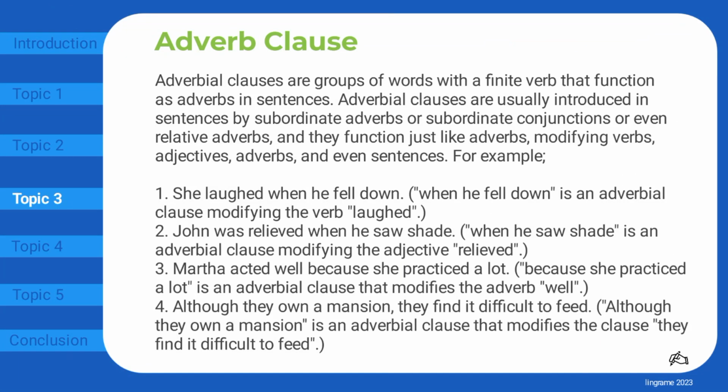Adverbial clause. Adverbial clauses are groups of words with a finite verb that function as adverbs in sentences. Adverbial clauses are usually introduced in sentences by subordinate adverbs or subordinate conjunctions or even relative adverbs, and they function just like adverbs, modifying verbs, adjectives, adverbs, and even sentences. For example, she laughed when he fell down. When he fell down is an adverbial clause modifying the verb laughed.